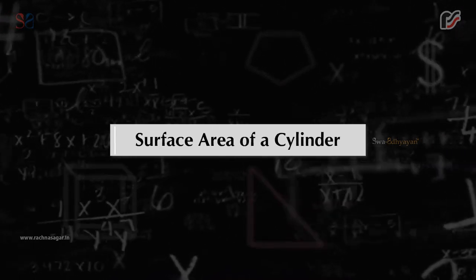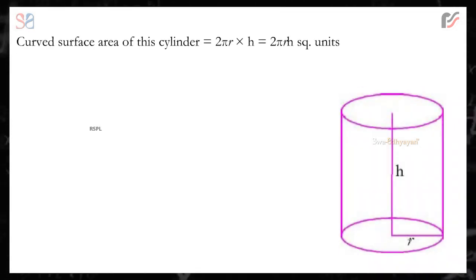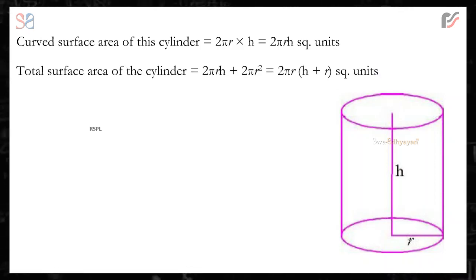Surface area of a cylinder. Curved surface area of this cylinder is equal to 2πr into h, which is 2πrh square units. Total surface area of the cylinder is equal to 2πrh plus 2πr². This is equal to 2πr(h plus r) square units.